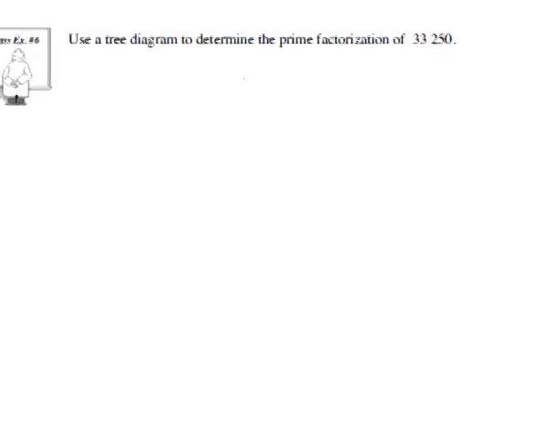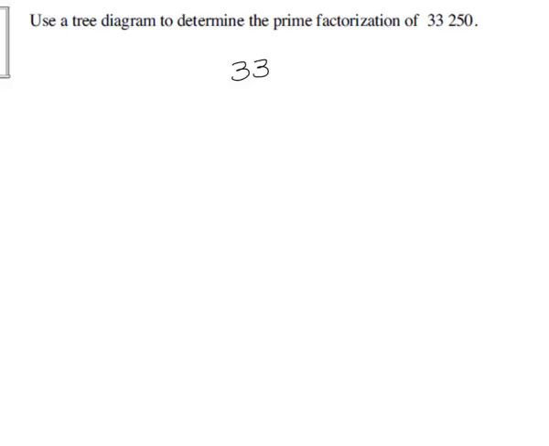A tree diagram is another useful way to determine the prime factorization of a number. Personally, I prefer it to a division table because it doesn't require me to divide only by prime numbers. I can divide by any factor that's obvious to me. In this case, 33,250 has many factors, so I encourage you to use the two that are most obvious to you.